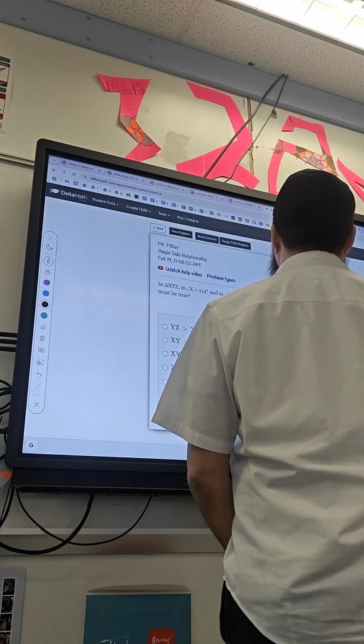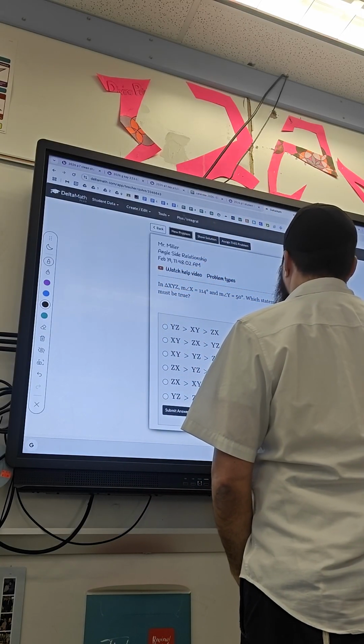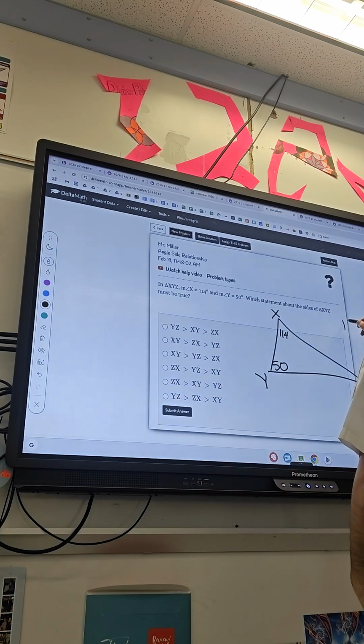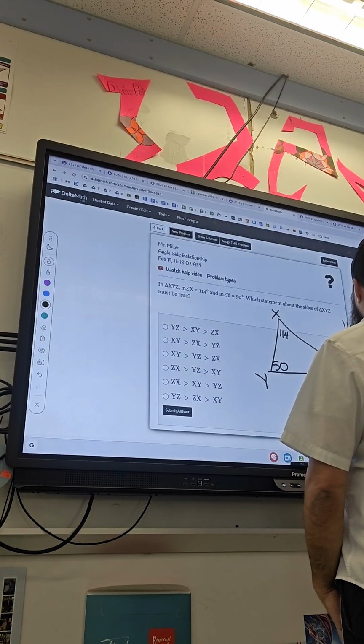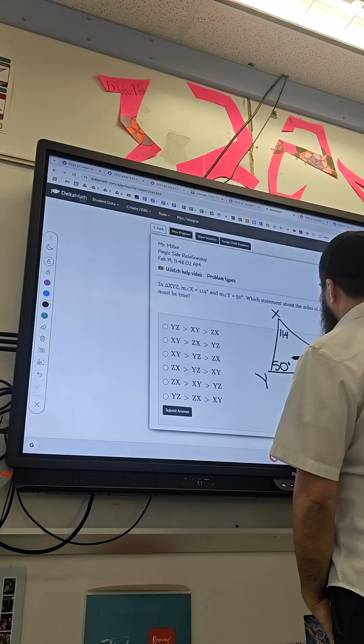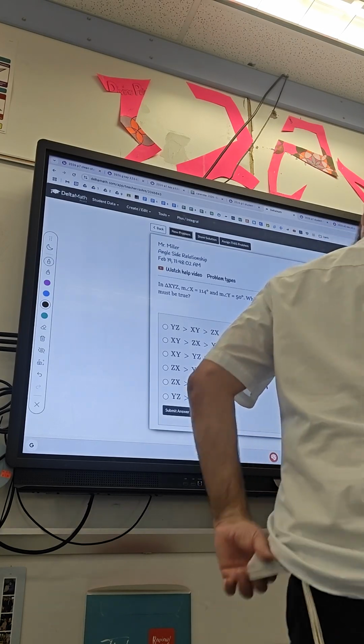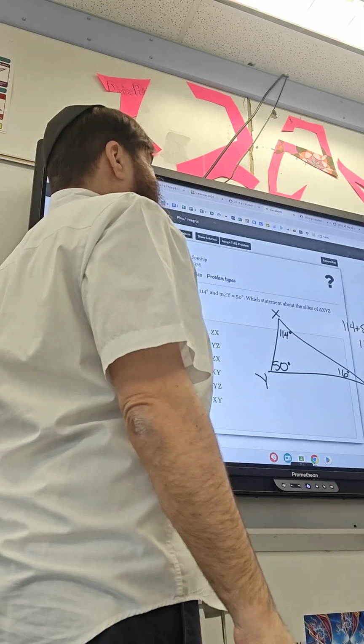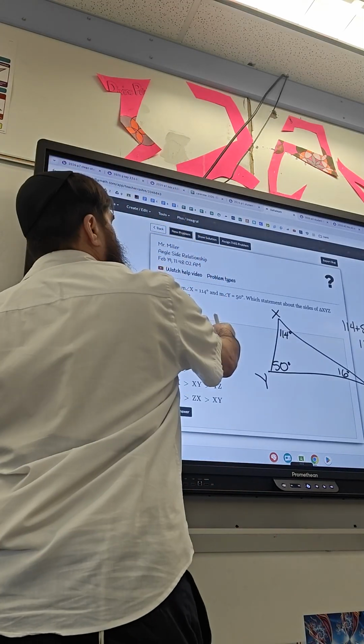X is 114. Y is 50. So we're going to first find Z. So 114 plus 50 equals 164. 180 minus 164 is 16 degrees. All right, so there are my angles. Now, when they're writing this, what this means is this first one, whatever it is, is the biggest one, because everybody is bigger than this last one.